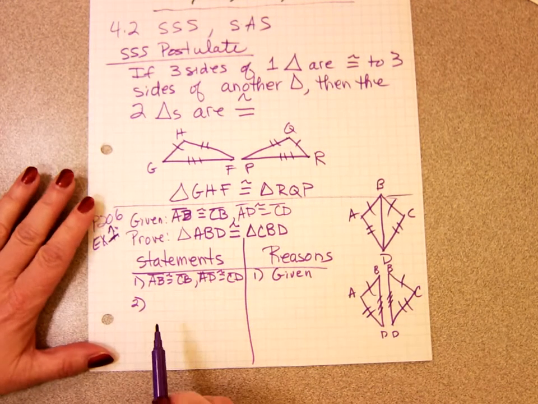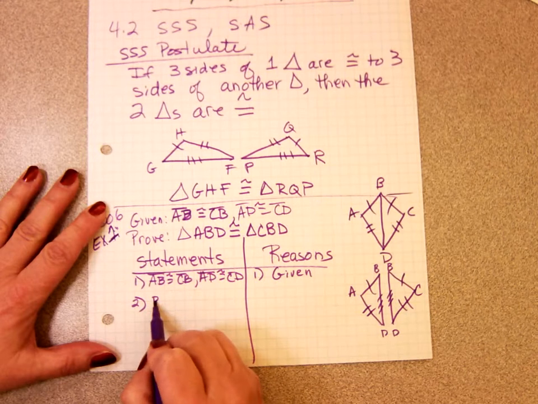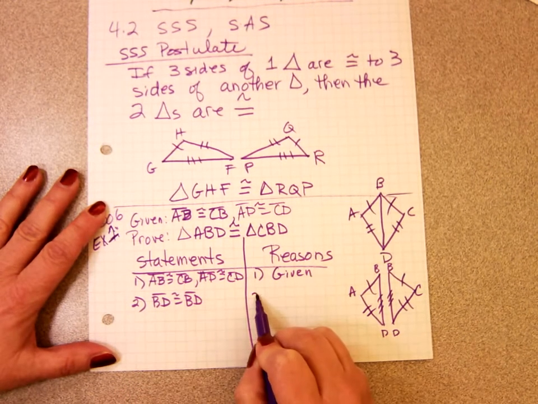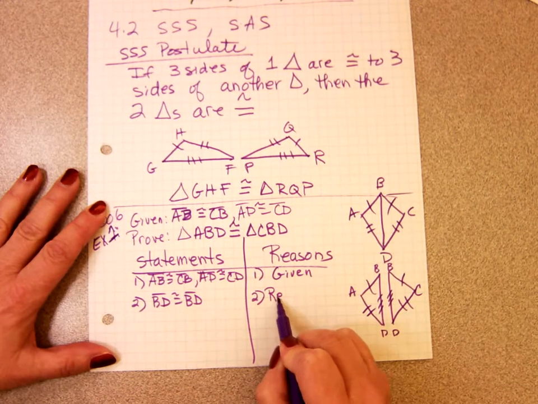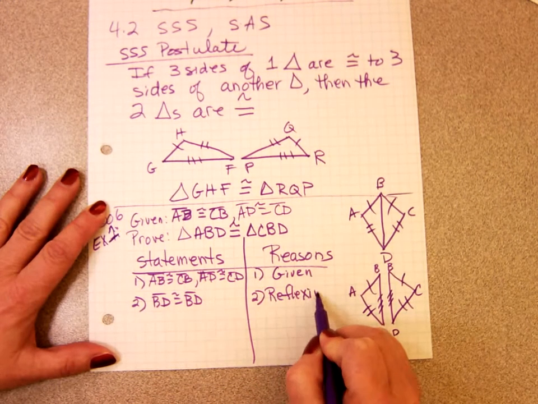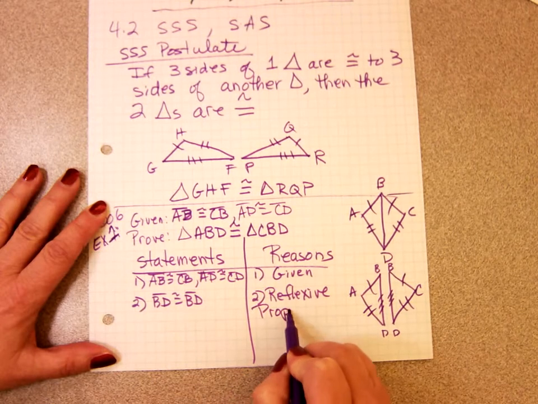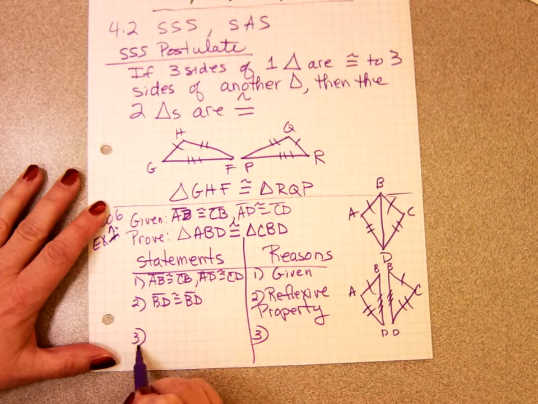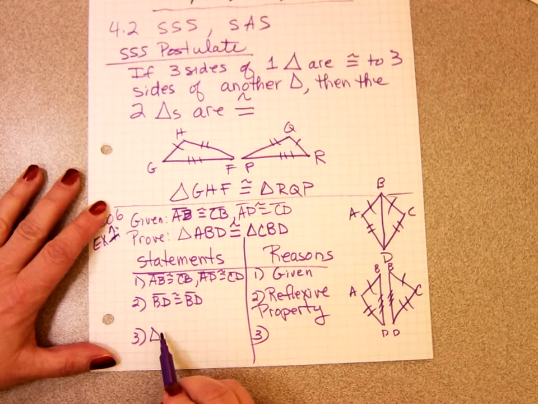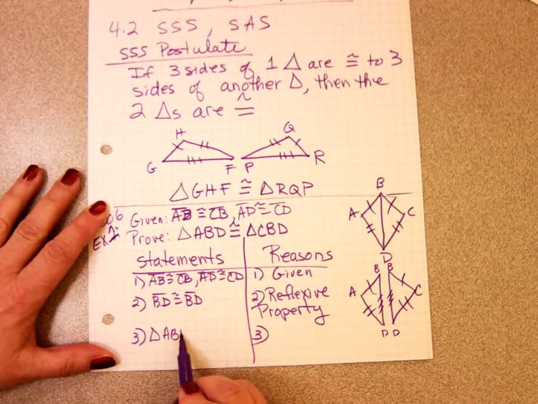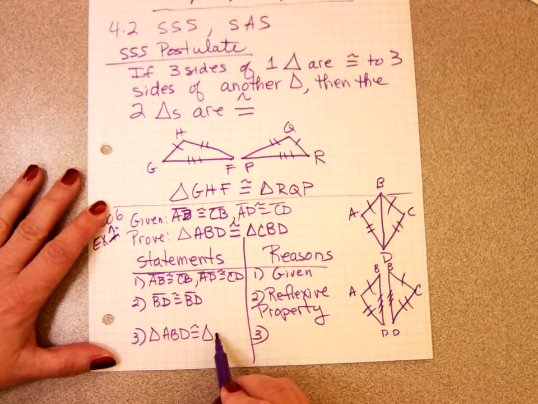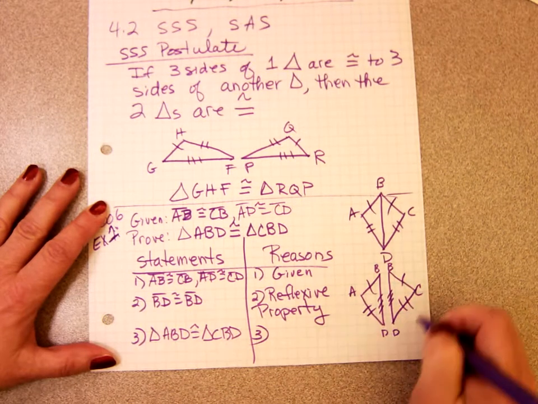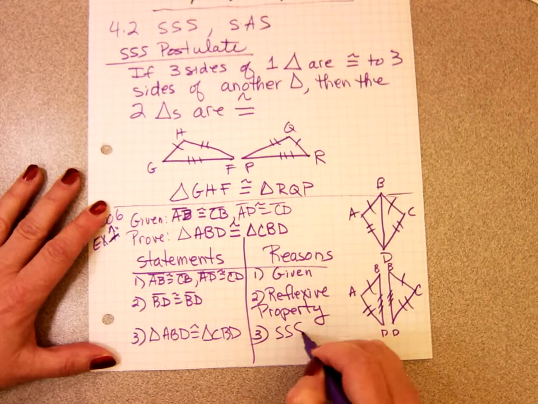Now, based on what Anthony said, we can write BD is congruent to itself, and that is indeed the reflexive property. So therefore, we can say that triangle ABD is congruent to CBD through the side, side, side postulate.